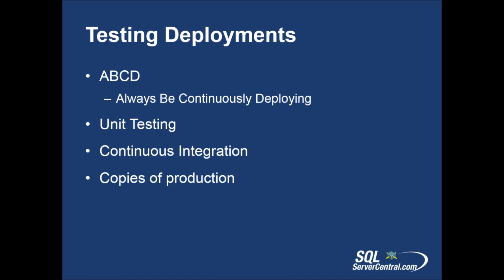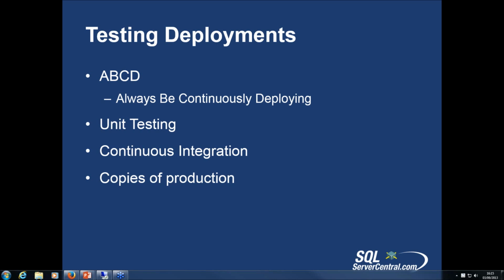Anyway, the concept is set up testing, set up continuous integration, as much as possible, even if it's only structure and no data. Get copies of production, and then do deployments. Do lots and lots of deployments. More and more deployments. Automate some of them. Do some of them manually. Review some. But test them, test them, test them as much as you can, and then ensure that you're doing lots of deployments.